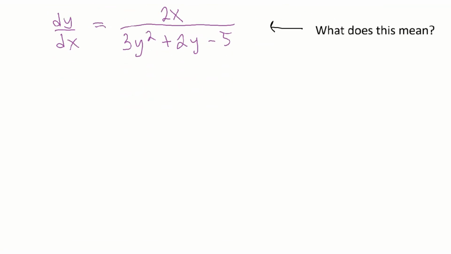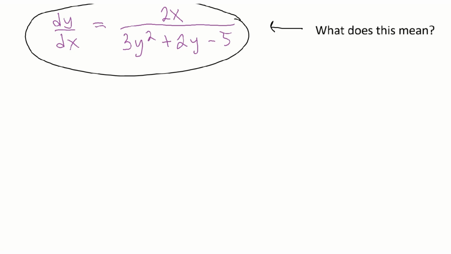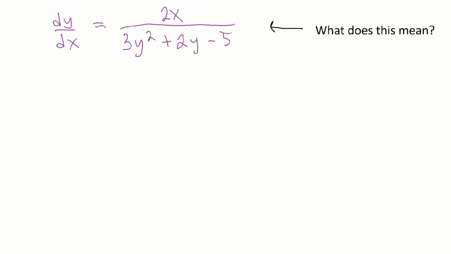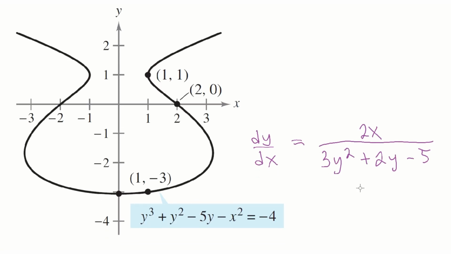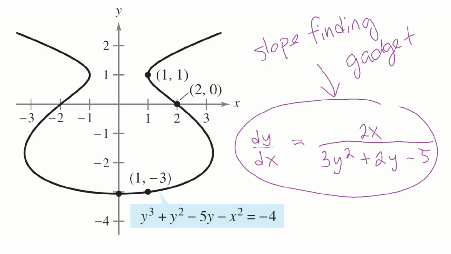Now, what does this mean? Pause the video and think about what we did conceptually. This formula, dy dx, is our slope finding gadget. We can use it to find the slope at any point on our original equation. Here's the graph of our original equation. This weird looking graph is not a function. It fails the vertical line test. But with this formula, we can find the slope of the tangent line anywhere on that curve.